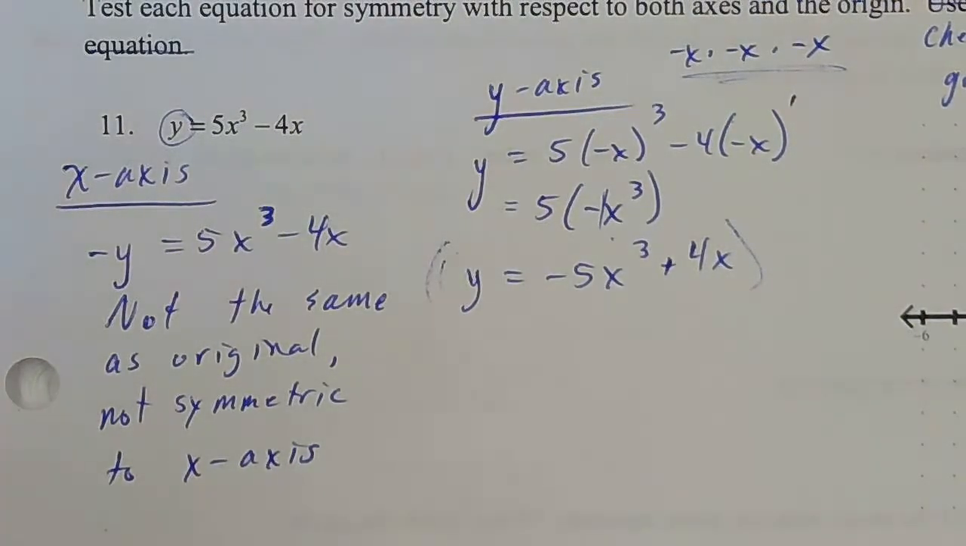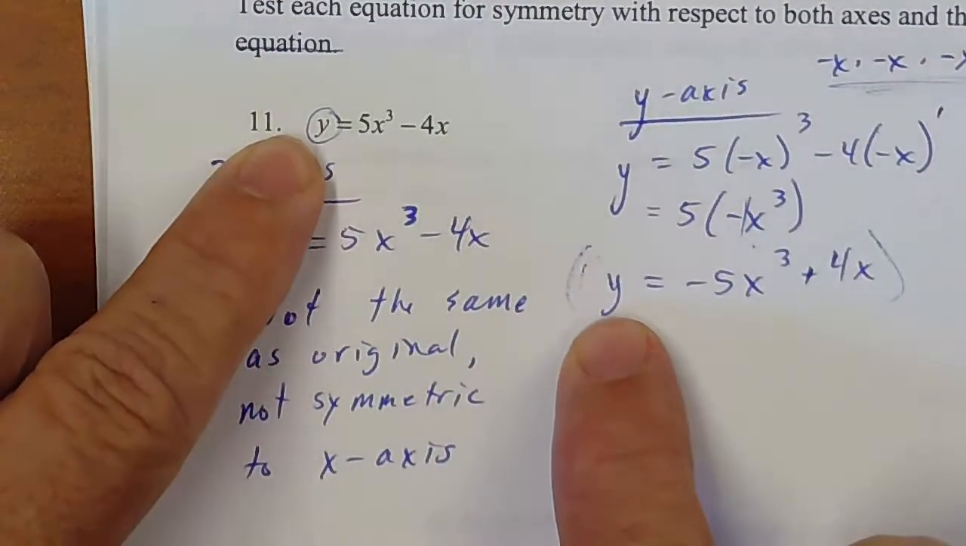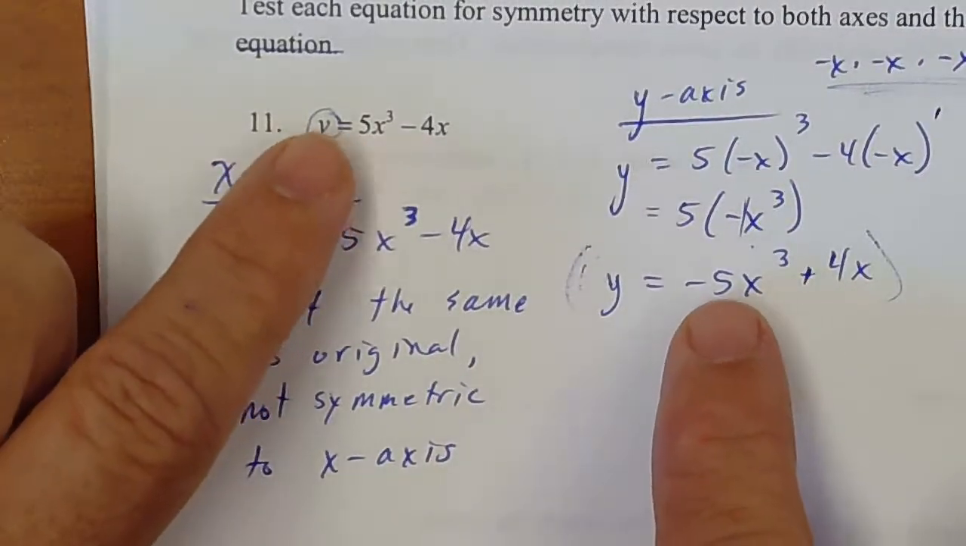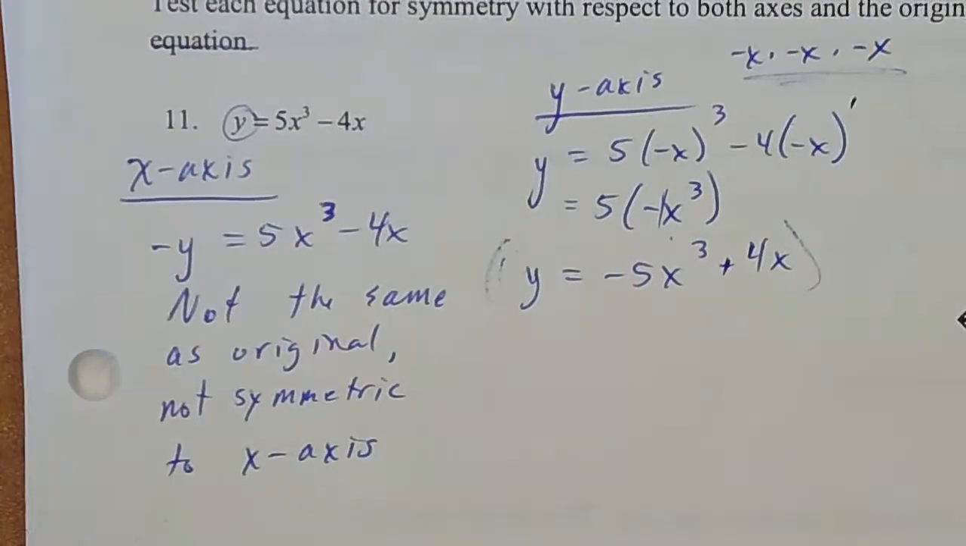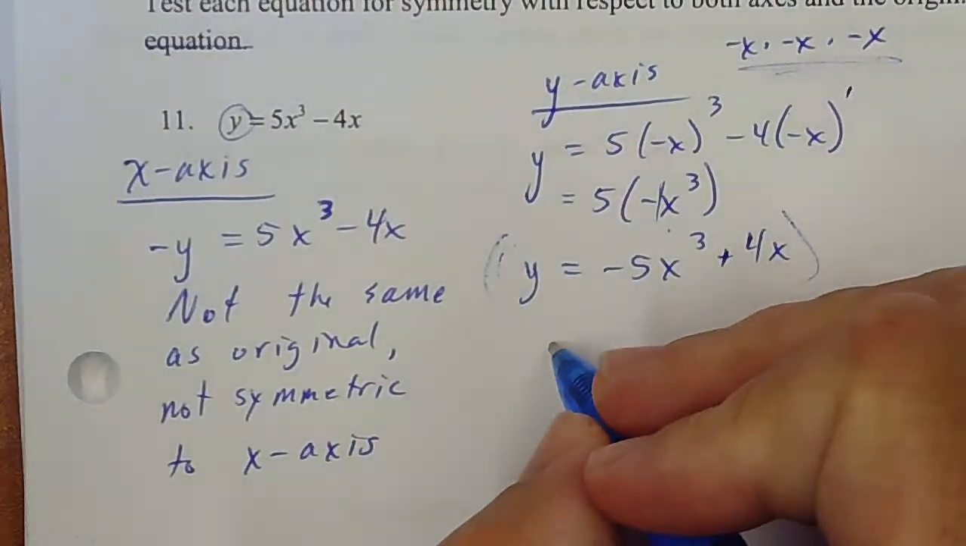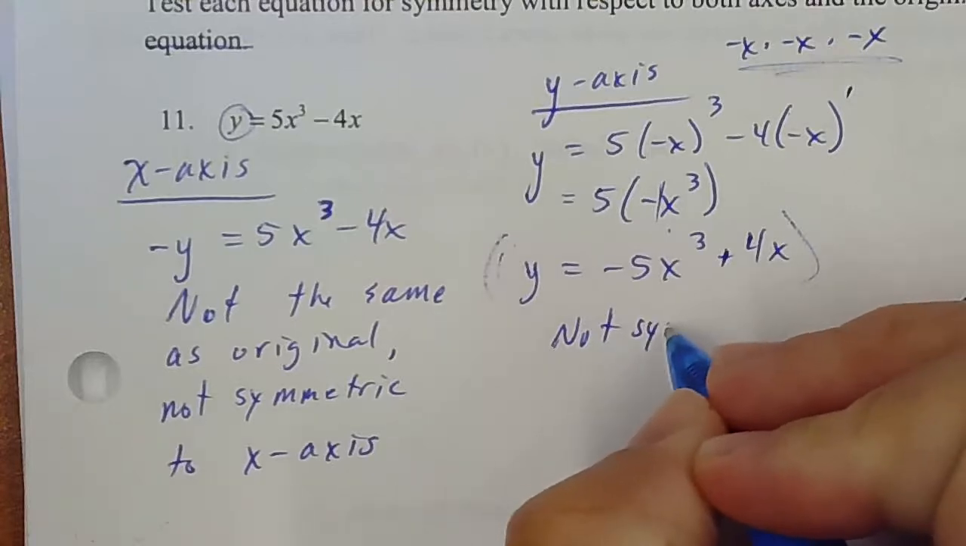Is that the same as the original? Not quite. These signs are opposite, right? Negative, and then that's one that's positive. So it's not symmetric to the y-axis either. So not symmetric because it's not the same.